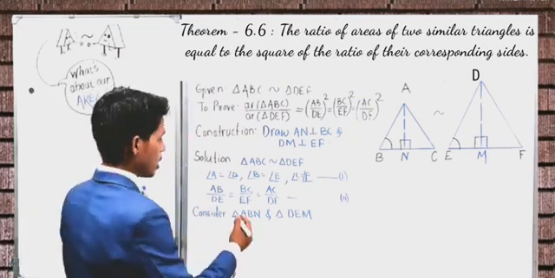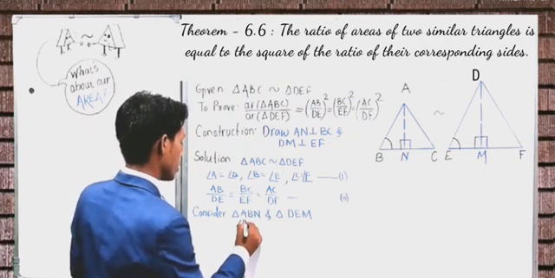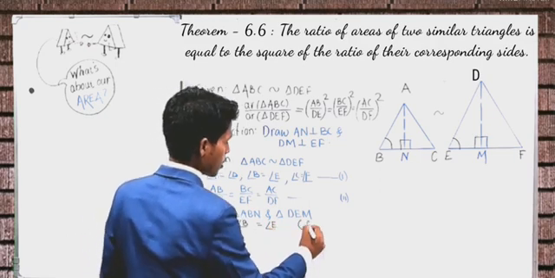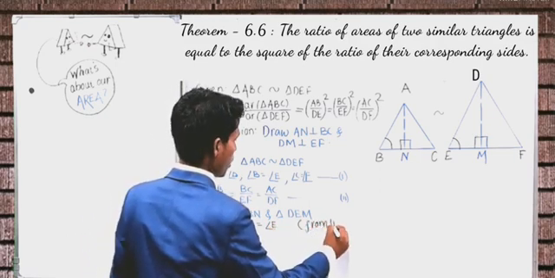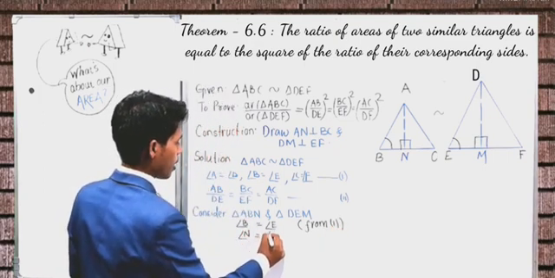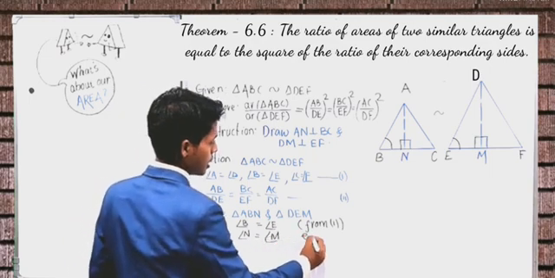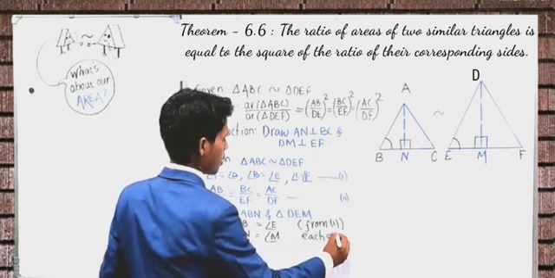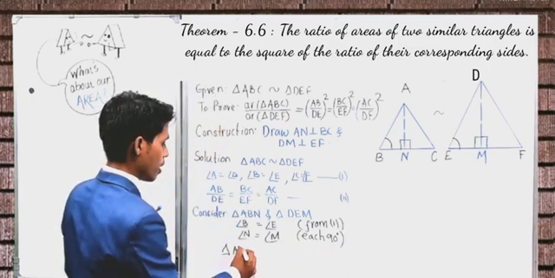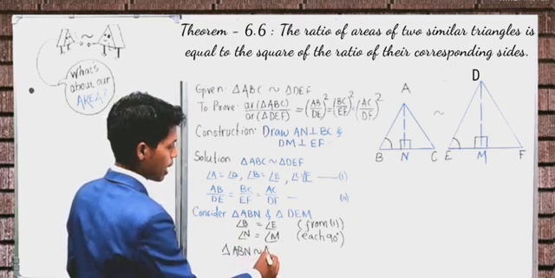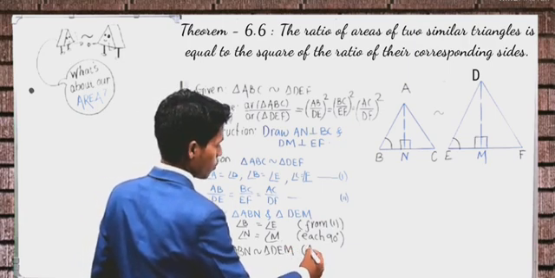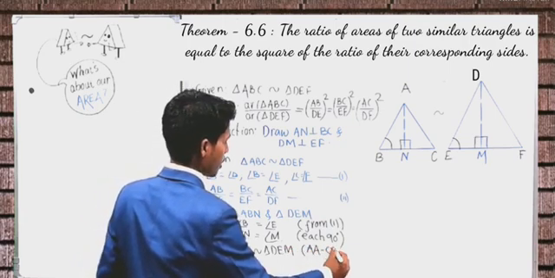So let's write this. Here angle B is equal to angle E, from point 1, and angle N is equal to angle M, as each of them is 90 degrees. So we can write now triangle ABN is similar to triangle DEM according to the AA criterion.